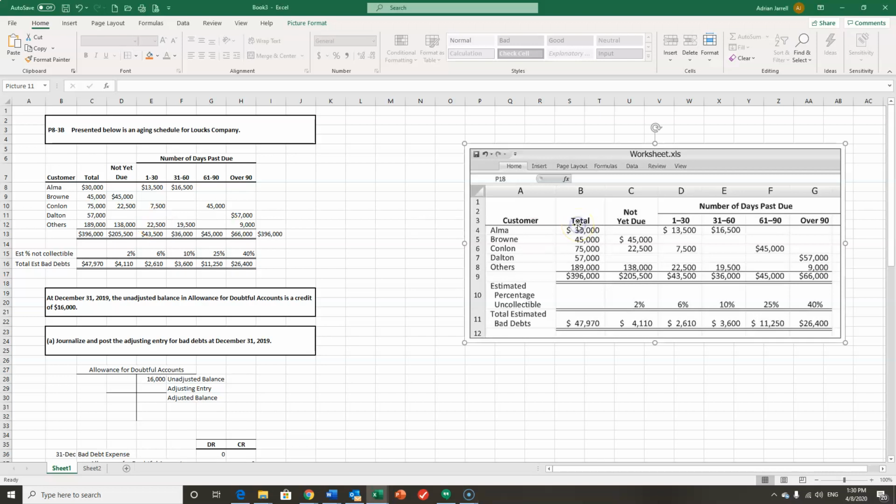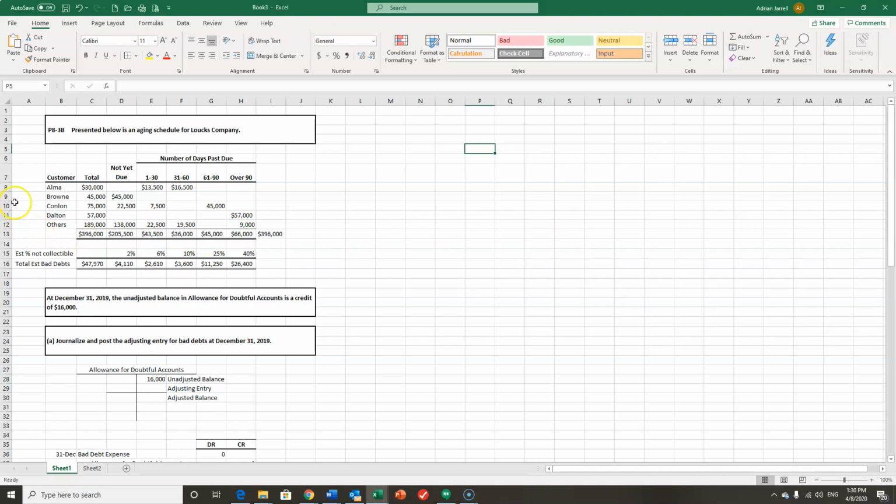So I'm going to get rid of this picture. This shows a company with 4 customers listed, plus all the other customers summarized. The customer called Alma has $30,000 that they owe us. 13,500 is 1 to 30 days past due. 16,500 is 31 to 60 days past due. The total is $30,000. And that goes on down for each of these customers.